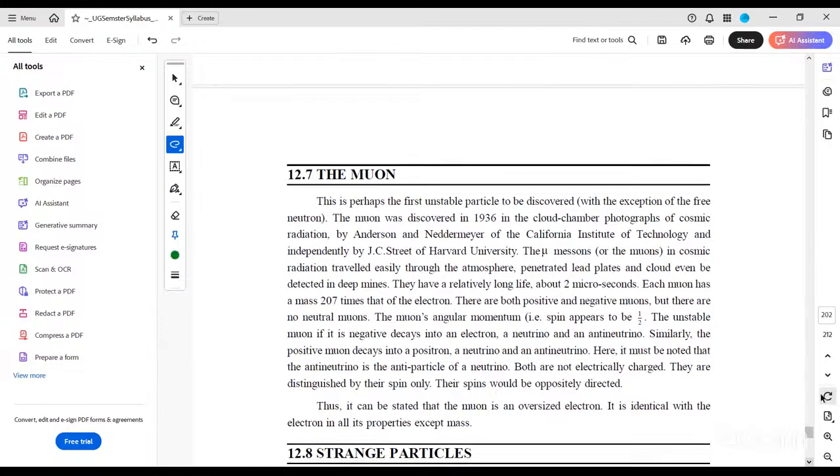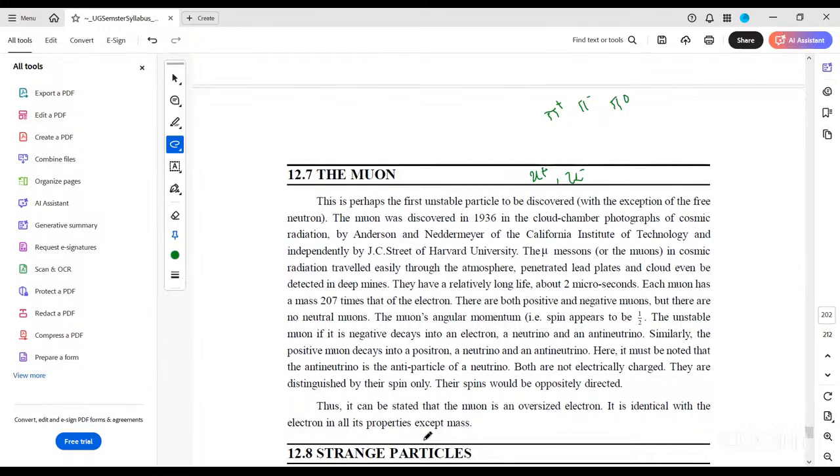Here, like pions, we have three types of variations: pi plus, pi minus, pi zero. Whereas in muons, we have only two types: mu plus and mu minus. Its lifetime is not mentioned here. How we are getting these pion and muon equations, we will see.